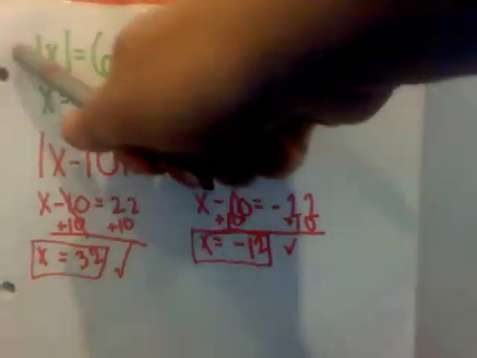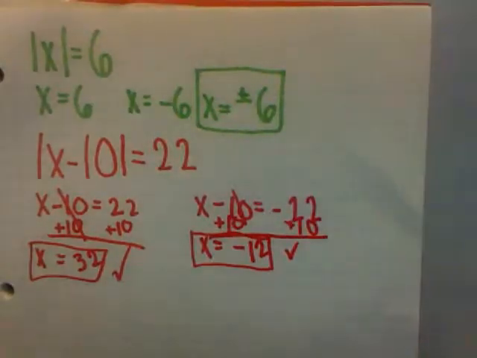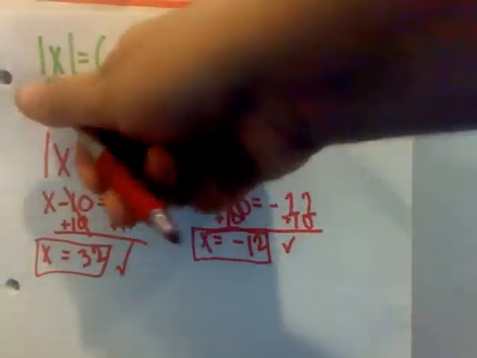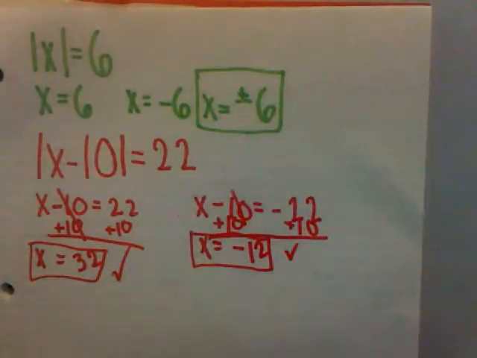Up here, you could just plug them in, and they work. And even negative 6, you have to take the absolute value of that. That's going to be a positive. So that works. All right, next problem.